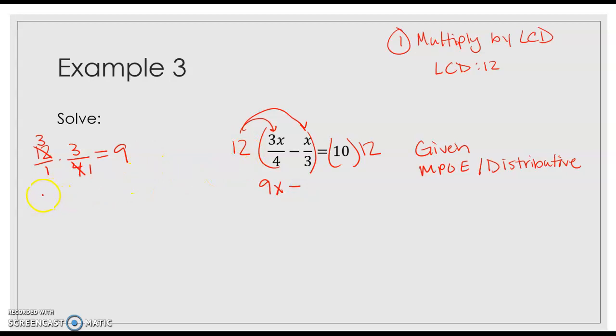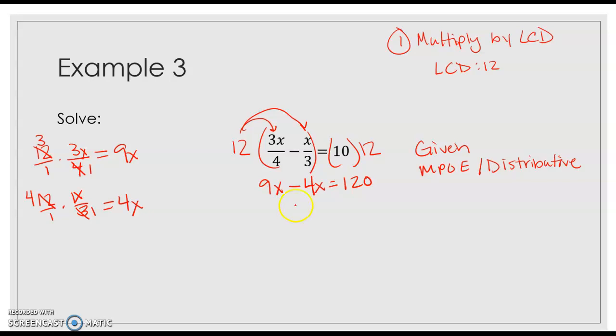So now I'm going to do the same thing. Now I have 12 over 1 times, now I left the x out over here. The x would have been there. It comes here. So we can leave this as x over 3 or make it just a 1/3. However, it's easier for you to understand: 3 divides into 12, leaving me with 1, and 12 divided by 3 is 4. 4 times 1x is 4x. So now we have 9x minus 4x equals, and then 10 times 12 is 120.